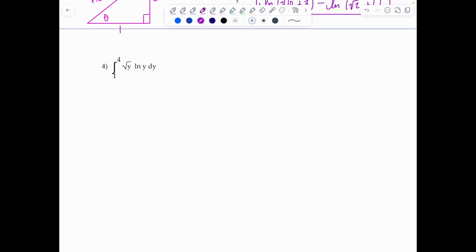How should we pick u and dv? When you have natural log, that needs to be u because we don't know the antiderivative of natural log off the top of our heads unless you memorized it. In order to get the antiderivative, you do integration by parts. So logarithms, almost 100% of the time, are u when you do by parts. And then dv is going to be everything else. So rad y dy, which I'm going to think of as y to the 1/2 dy. Okay? Then let's find du. So that's 1 over y dy. And then v, the antiderivative of y to the 1/2, is 2/3 y to the 3/2.